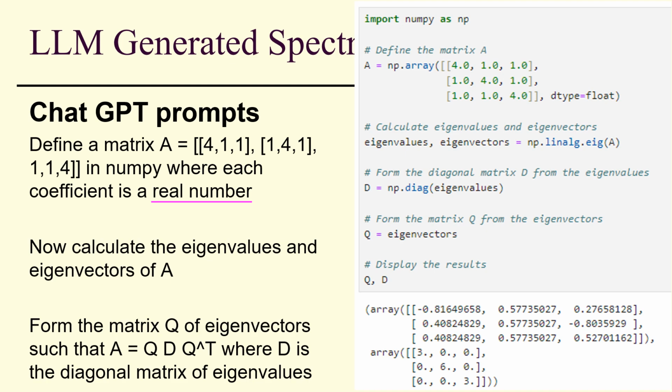And notice that I wanted these to be real numbers, and therefore it put a dtype equals float in there, so I wouldn't run into any weird stuff. It was only working with integers.